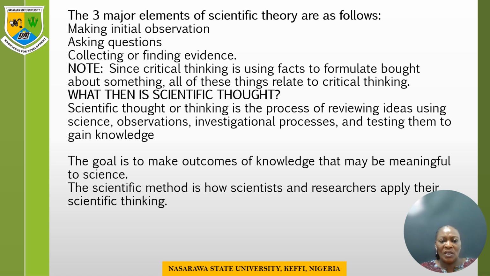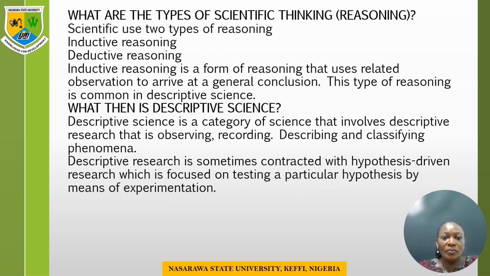What then is scientific thought itself? Scientific thought or thinking is a process of reviewing ideas using sciences. You look at ideas, you review them, you observe the things, you check what is happening, you observe it, you investigate the processes, you test them, to get knowledge. All those things are scientific thought. The goal is to make an outcome of knowledge that may be meaningful to science. The scientific method is how scientists and researchers apply their scientific thinking to what they do.